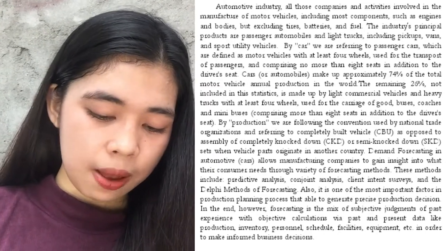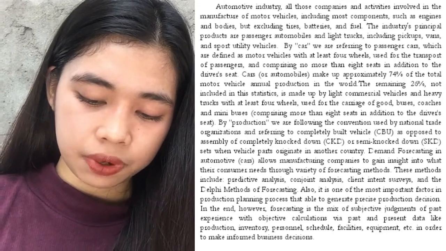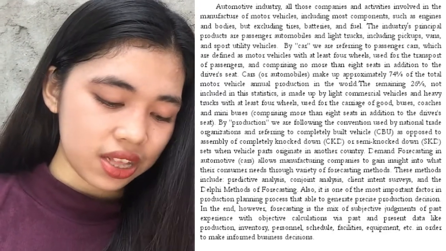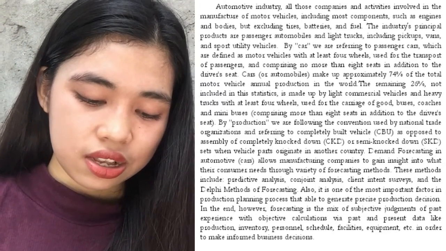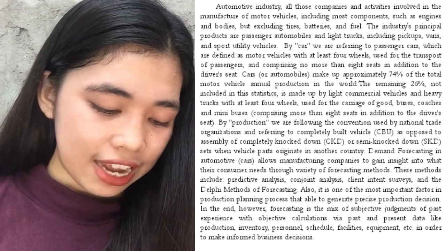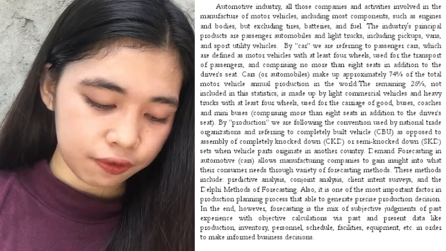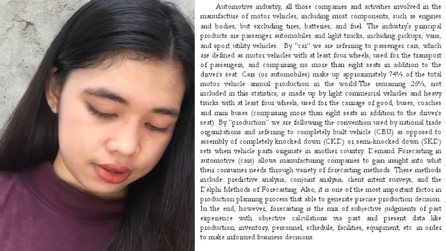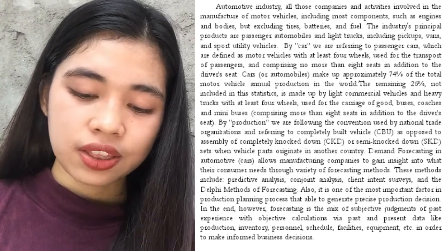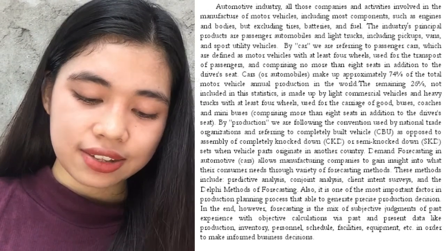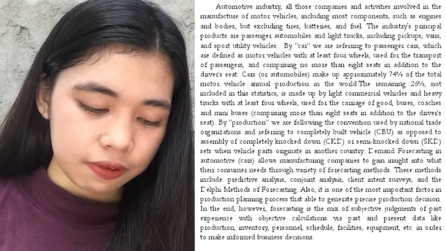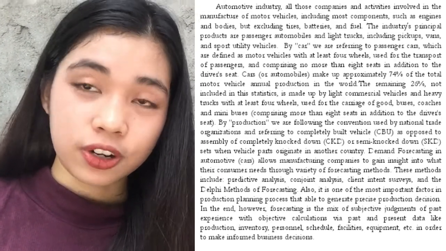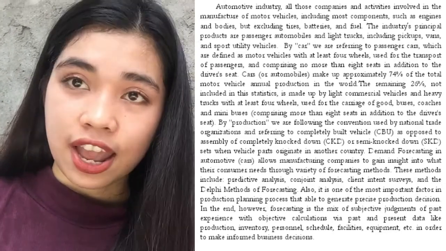Cars or automobiles make up approximately 74% of the total motor vehicle annual production in the world. The remaining 26% not included in this statistic is made up of light commercial vehicles and heavy trucks with at least 4 wheels used for the carriage of goods, buses, coaches, and minibuses. By production, we are following the convention used by national trade organizations and referring to completely built vehicles or CBU, as opposed to assembly of completely knocked down or CKD, or semi-knocked down or SKD.